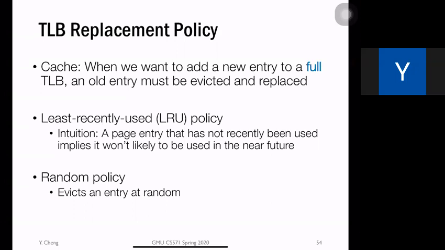Its intuition is that a page entry that has not been recently used implies that it won't likely be used in the near future. Okay, so the least recently used entry is more likely to be the least useful entry, and it is highly likely to be evicted by the new entry. And the second commonly used policy is called random policy. In random policy, the core idea is pretty straightforward. You just evict an entry at random, and that's it.